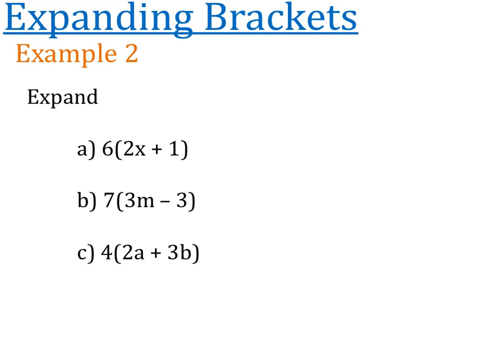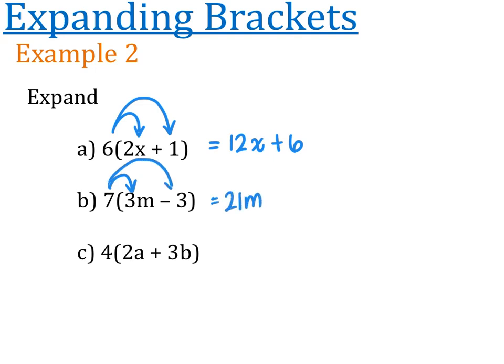Exactly the same idea, we just have an extra number inside the bracket this time. So the same thing is going to happen. 6 times by 2x plus 1, we have to do 6 times by 2x and also 6 times by 1. So that's going to give us 12x plus 6. Same thing happens with question B. 7 times 3m is 21m, and 7 times by negative 3 is going to give us minus 21.